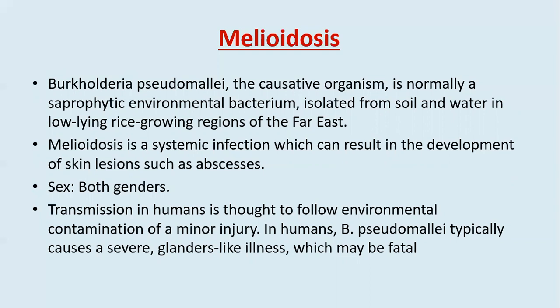Melioidosis is a systemic infection resulting in development of skin lesions such as abscesses. Both genders are affected. Transmission in humans is thought to follow environmental contamination of a minor injury. In humans, it typically causes a Glanders-like illness, which can be fatal.